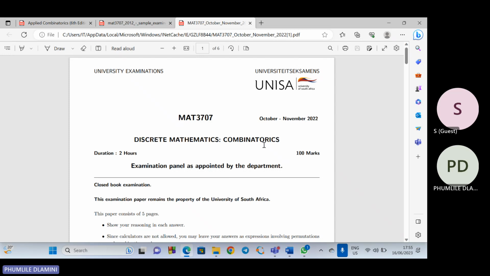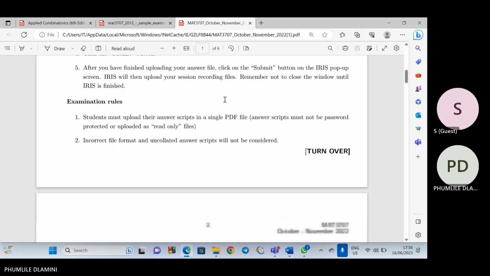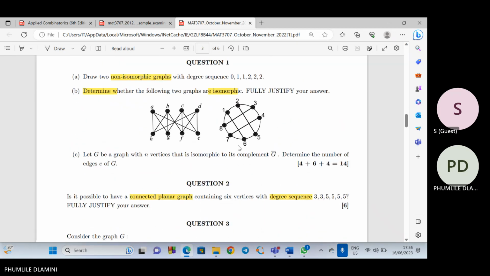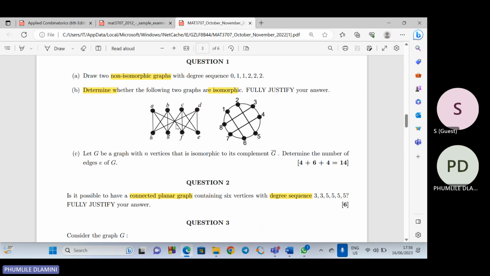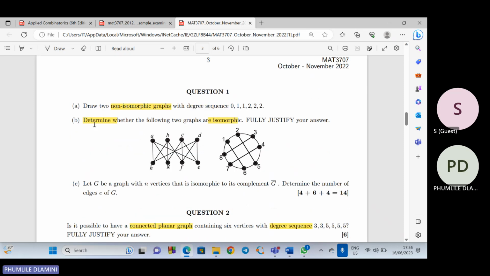So this is the question paper for 2022. Let's check it out. The first question, I'm not going to repeat because we already did this one. Question number 2 is exactly the same as the one from 2018. You can see that. You just copy what we did there. We're even doing it now.